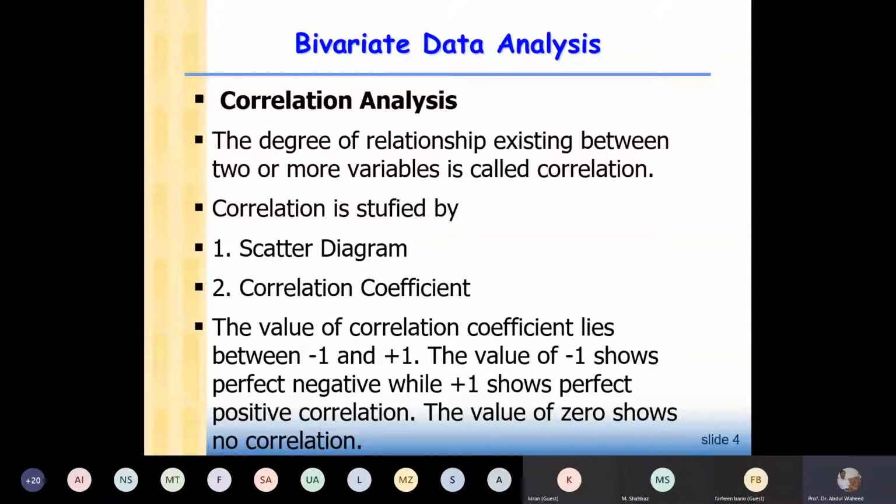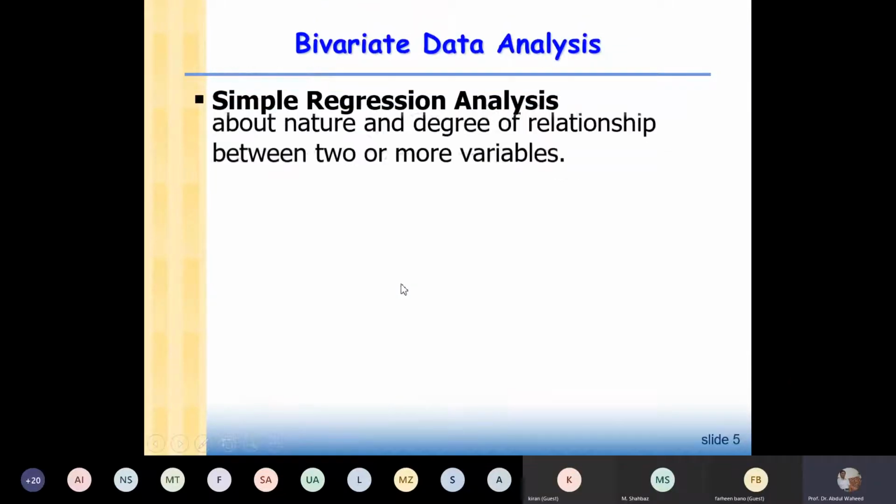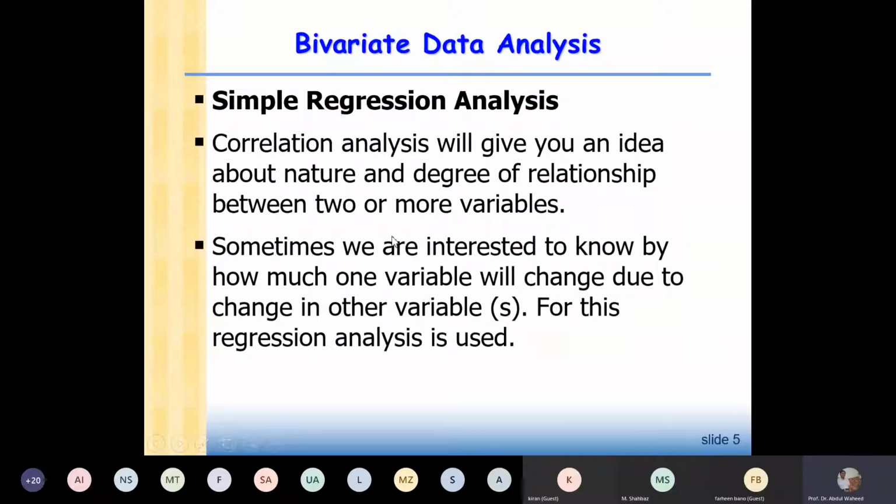Again, can you see the screen? Okay. Can you see the screen? Simple regression analysis? Yes, sir.